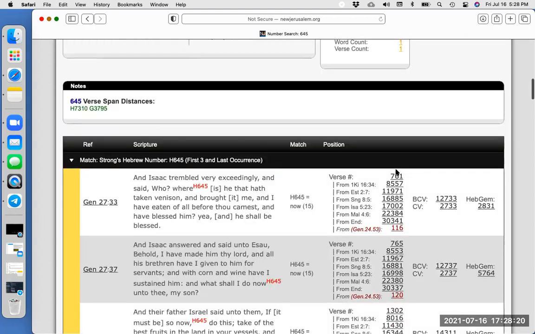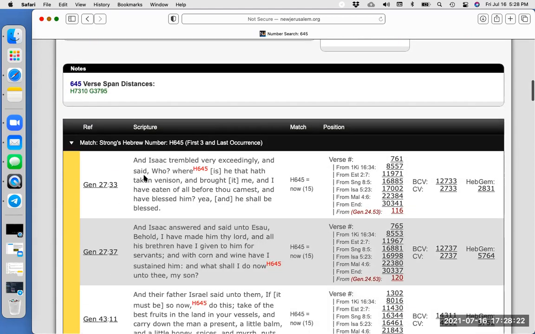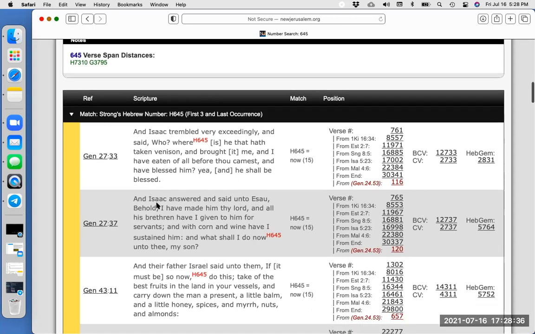Okay, so here we go. We're in Genesis 27, which is with Rivka, right? Isaac trembled. Yes. Where is he that hath taken venison and brought it to me? So this is after Rivka. This is Jacob and Esau. Okay, now we have Isaac answered and said to Esau.